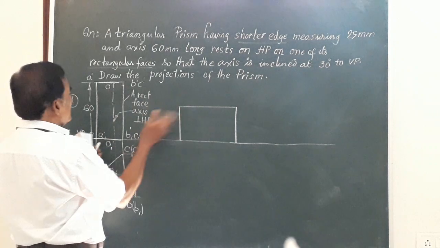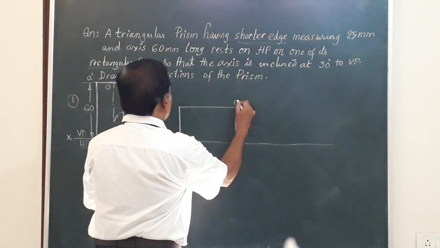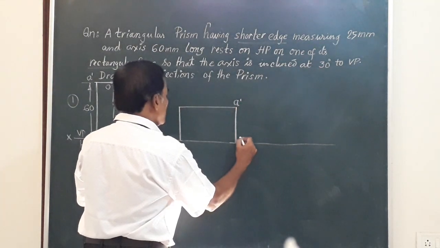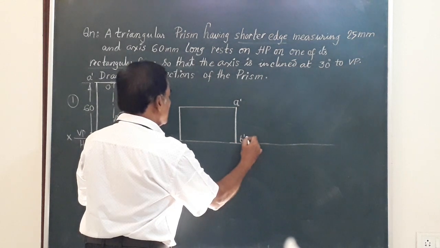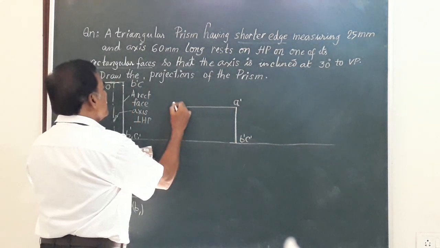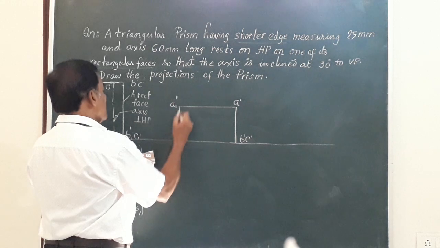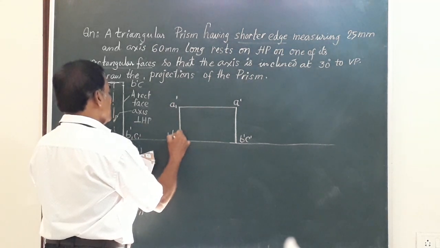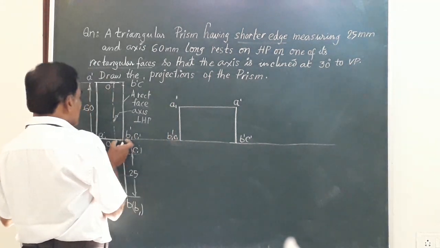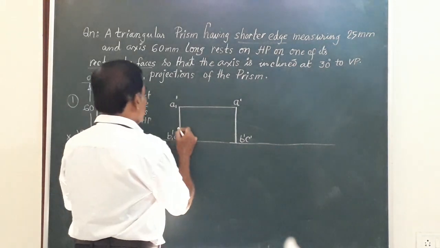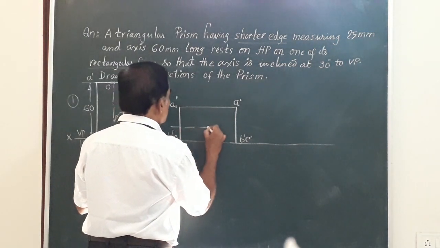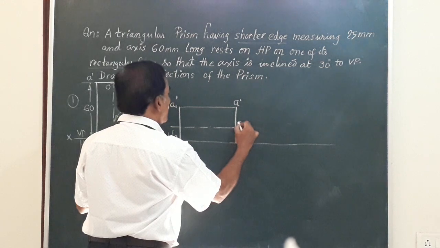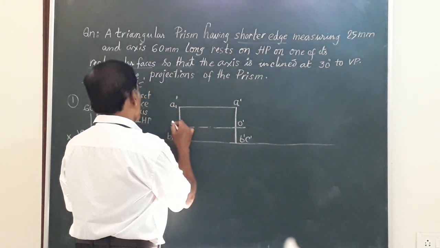This was like this, it is placed like this. So this will be your A dash, this is B dash, this is C dash. For the bottom, this is A1 dash, this is B1 dash, this is C1 dash. Axis from B1, BC, you just take that. So this is O dash and this is O1 dash.